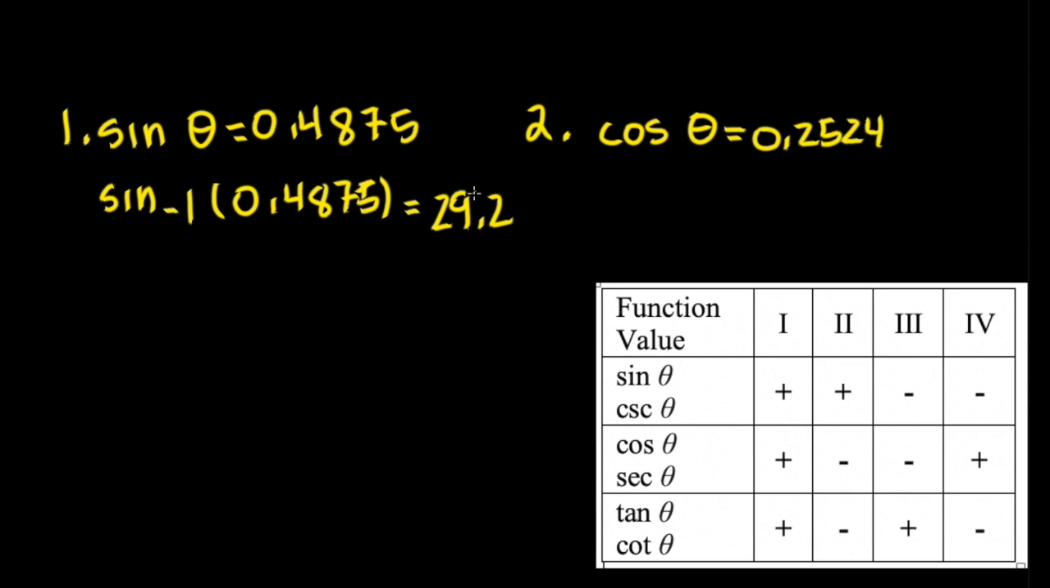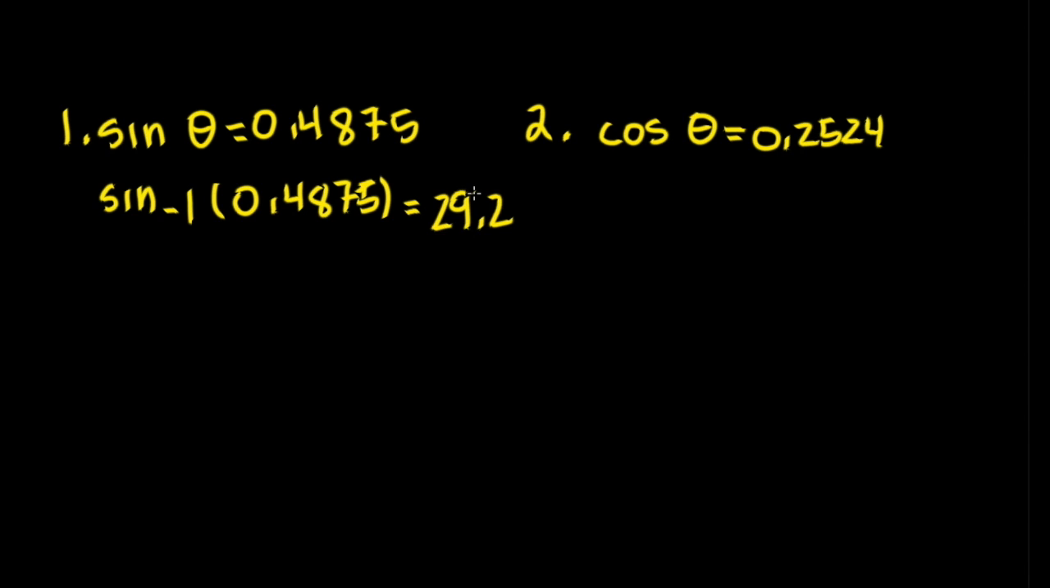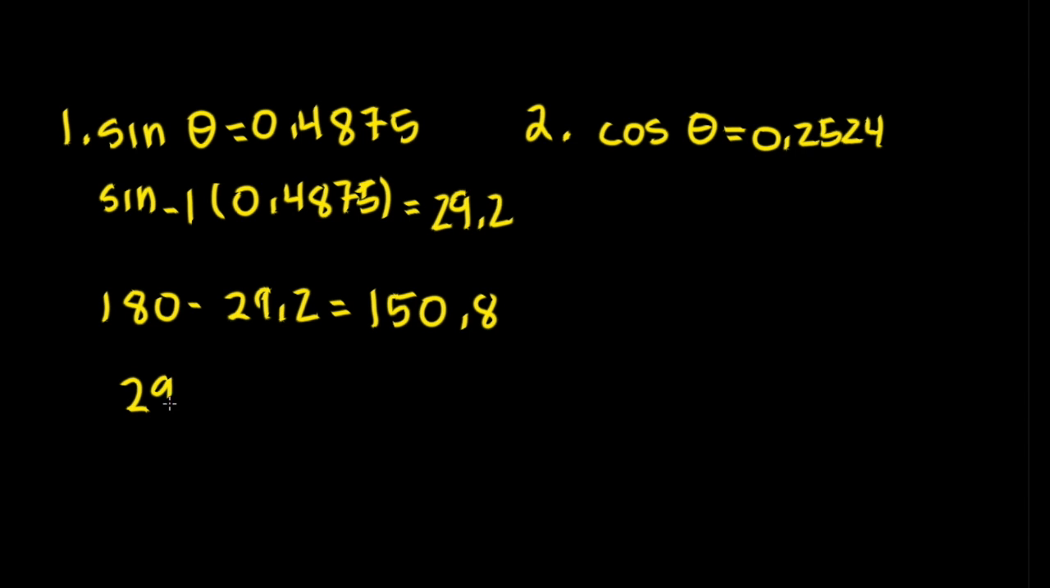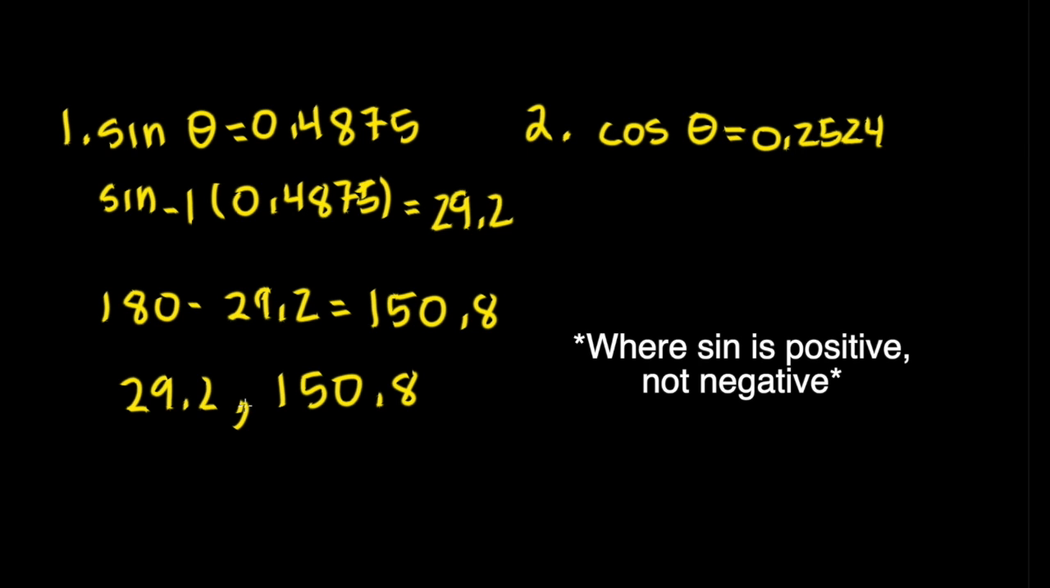Now let's look at this chart, which shows which quadrants make the functions either positive or negative. So for sine, it is positive in quadrants 1 and 2. The reason why we are looking at the positive quadrant is because the number given to us in the problem is positive. So we know that our first angle is in the first quadrant. The reference angle for the second quadrant is 180. So we are going to do 180 minus 29.2. Our answer is 150.8. So our two answers are 29.2 and 150.8. These are the only two measurements where sine is positive and equals that number.